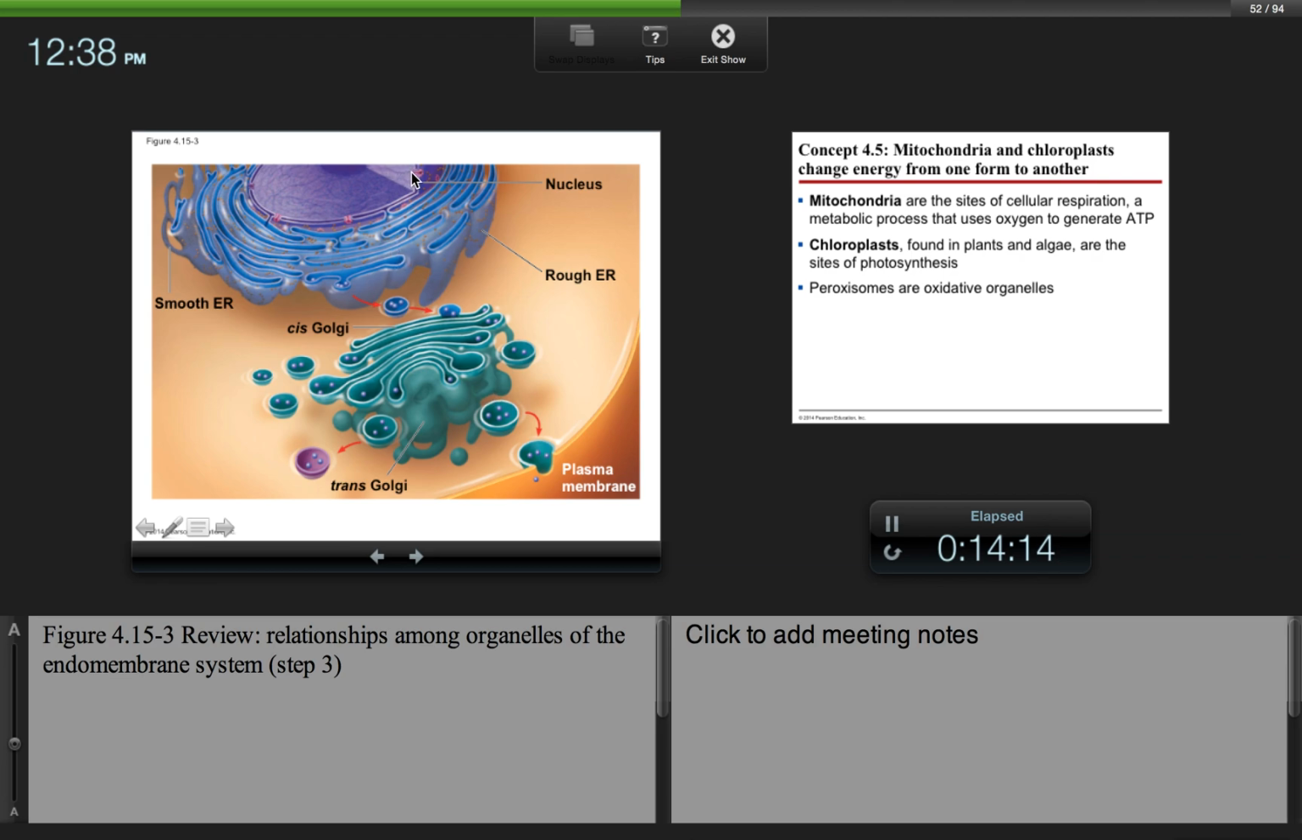So here we have DNA found within the nucleus, which contains instructions for making protein, which may be made by ribosomes found on the rough ER, which then get transported to the Golgi, which then get packaged and modified, and then sent to the plasma membrane for export outside of the cell. Okay, that'll conclude part 1.